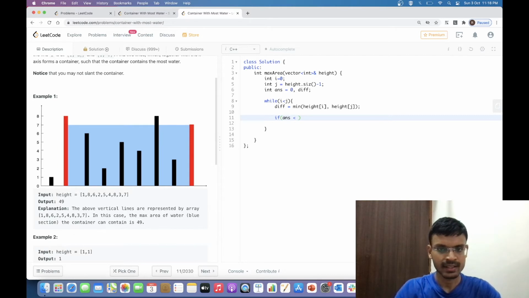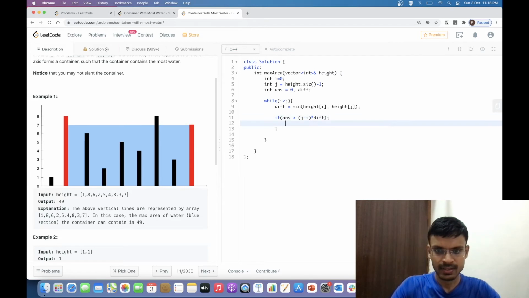If the answer is less than the area possible when we consider indexes i and j, then the area of water would be j minus i, which is the length of the rectangle, times the height of the rectangle, which is the minimum height, diff, which we calculated above. If the answer value is less than this, then we update the answer variable.